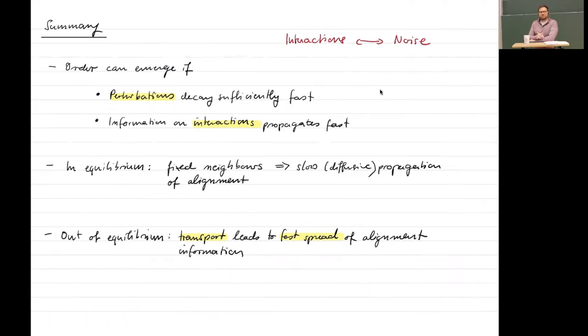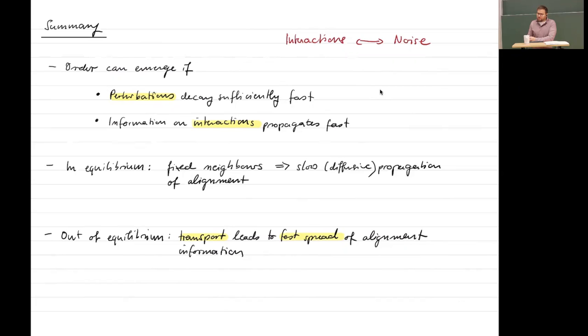You ask what happens to a perturbation, how does a perturbation like an error spread in the system, and how does a properly aligned domain spread in the system. Now, the information about alignment. This is what we've been looking at here.